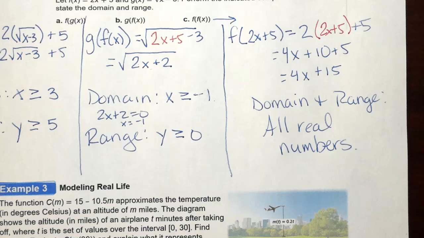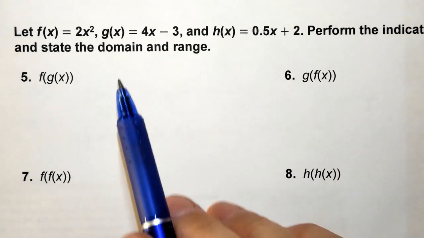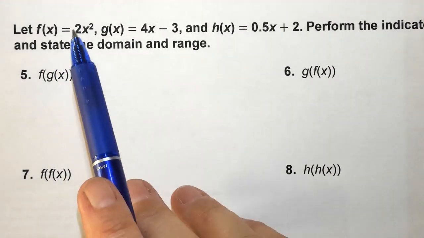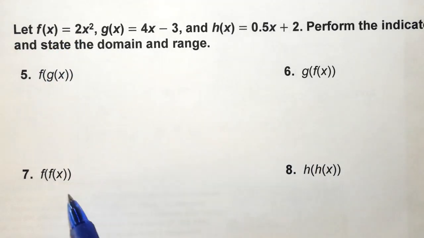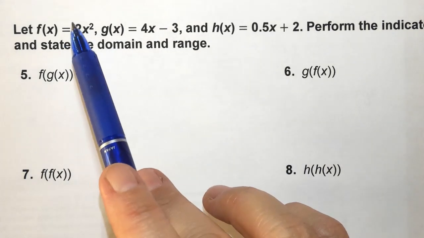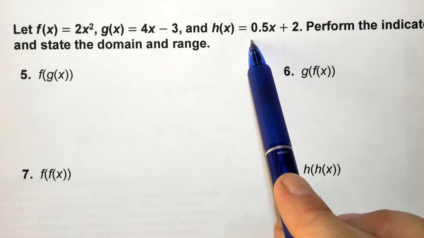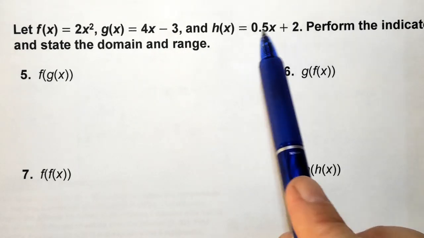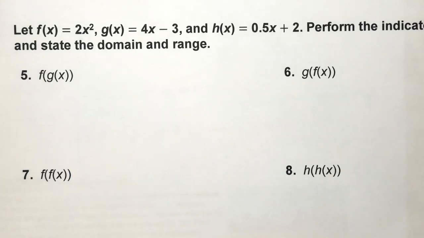All right, so I want you guys to try this because it is a little weird. You must pay attention to detail in order to not mess this up. They're throwing a curveball in and giving you an h of x. At the minimum, try 5, 6, and 7 because 8 is similar to 7. So they're giving you f of x is 2x squared, g of x is 4x minus 3, h of x is 5/10 x plus 2. You're also going to state the domain and range. So give those a try as well.